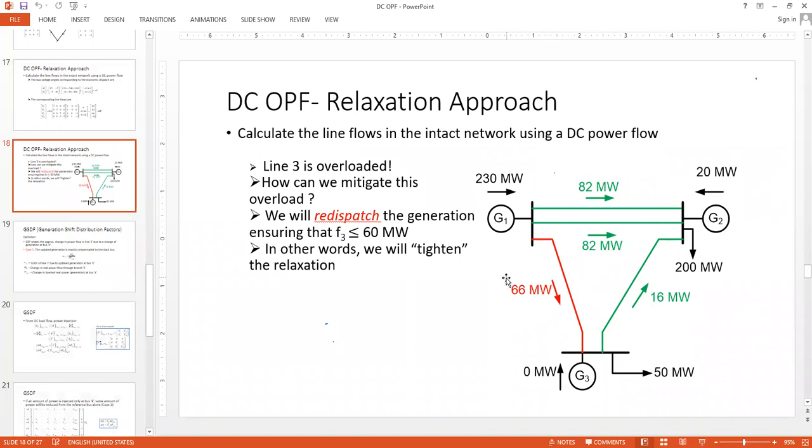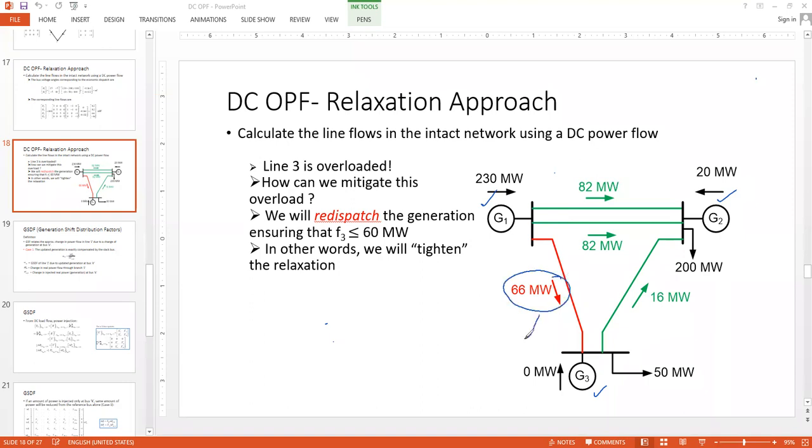So the completely relaxed solution is unable to fulfill all the constraints. So this is not a feasible or valid solution. What we will do next is redispatch the generations. We cannot take this, which could be the most economic solution, because it is not possible due to this line flow limit violation.